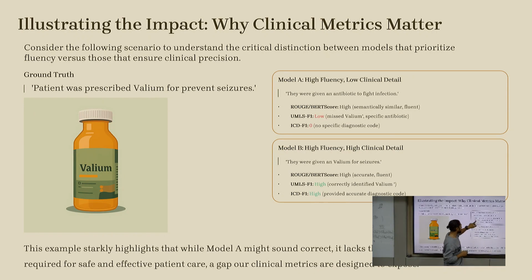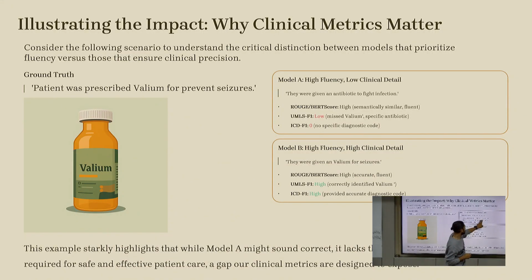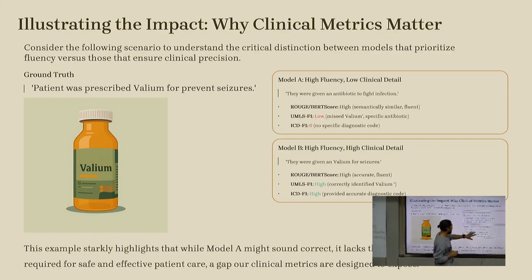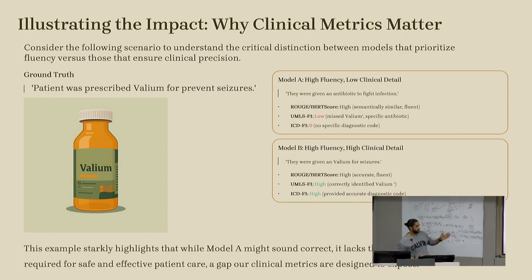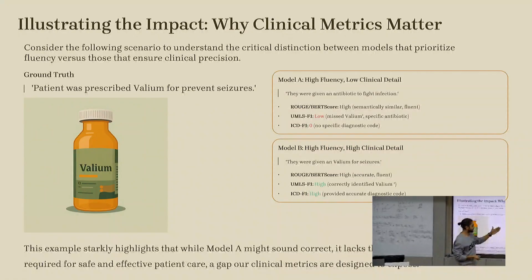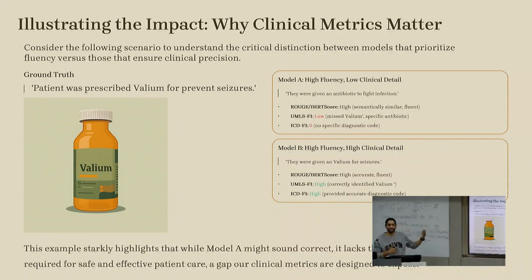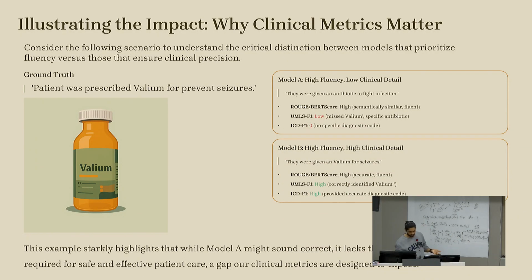But if you go for the UMLS score, the specific antibiotic name is missing and the ICD code is 0 because there is no specific diagnosis. The other information says they were given Valium for seizures. Here in model B, the antibiotic name is there. That's why our UMLS score is high and the ICD code is provided, so it will also give a high score. This is how you measure the clinical accuracy.